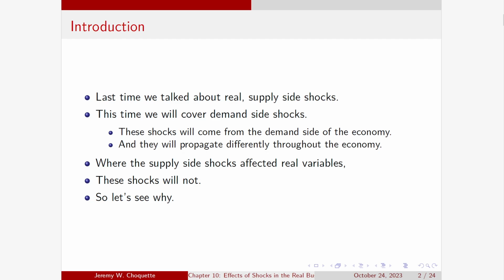Now, I said there were going to be 3 demand side shocks. There are really only going to be 2. And these shocks are going to be coming from the demand side of the economy. They're going to be affecting mostly nominal variables. Thus, they're going to be propagating a little differently throughout the economy. So where supply side shocks were affecting a lot of real economic variables, like all of them, wages, labor, output, the real interest rate, here, a lot of these shocks really aren't going to be doing that. So let's move on to see why.